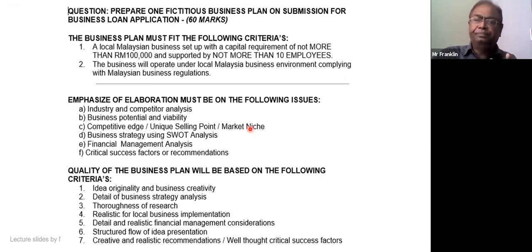Now, in your business plan, you have to develop a local Malaysian company with not more than 100,000 and supported by not more than 10 employees. The business plan will operate under the local Malaysian environment, complying with Malaysian business regulations, which means you don't talk about doing business in Indonesia or the US. I remember many years ago, when I gave this assignment, students downloaded from the US, and all the information was in US dollars. They copied it, but never even changed it. So please don't do that.